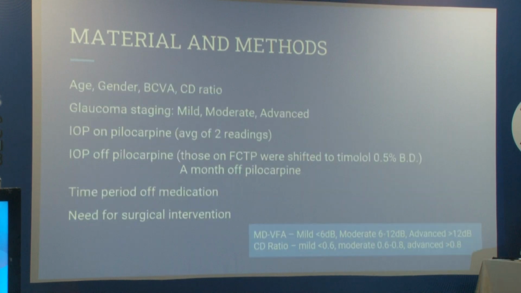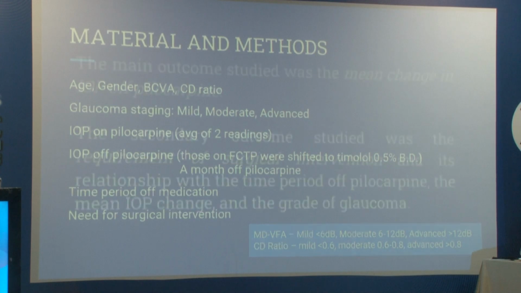So the age, gender, BCVA, CD ratio was noted, the glaucoma was staged, and the IOP was taken on pilocarpine, an average of 2 readings, and the IOP off pilocarpine also an average of 2 readings, at least a month after the pilocarpine had been stopped. Those who were on a fixed combination were shifted to timolol before the pressure readings were taken. The time period of the medication and the need for surgical intervention was noted.